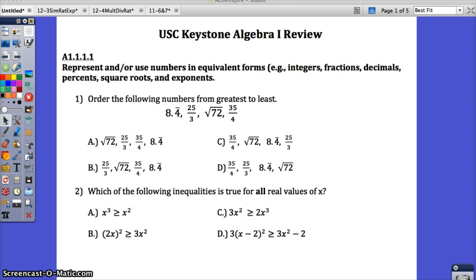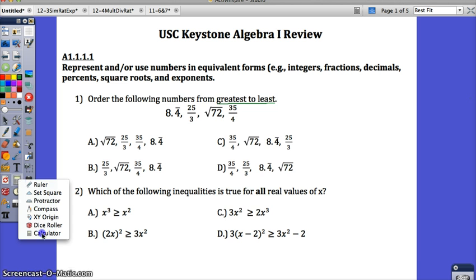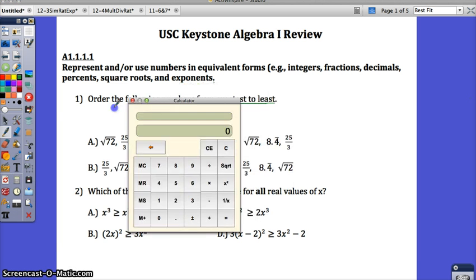Starting at the very beginning, let's order the following numbers from greatest to least. Make sure on the Keystones that you always read the directions. So we want the greatest number first, and then going down in order to the smallest number. You have a calculator on a Keystone, so use it. I would put them all into decimal form.